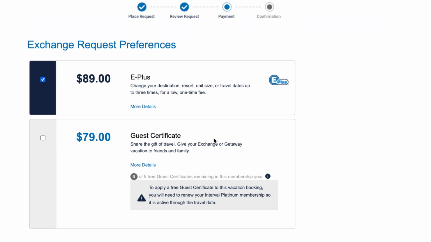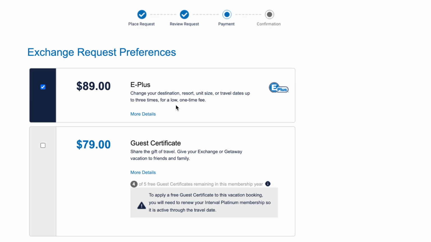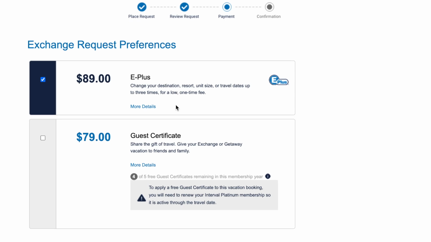On this screen, we have two options. The first one is for $89, you can pay for what's called E+. E+ allows you to change your destination, your resort, your unit size, or your travel dates up to 3 times. I look at E+ as travel insurance. If for some reason I cannot take the vacation I planned on, it allows me to make a trade.